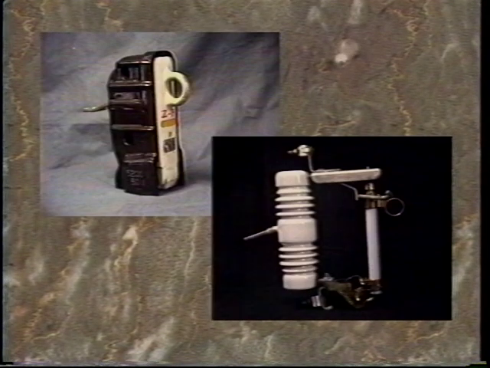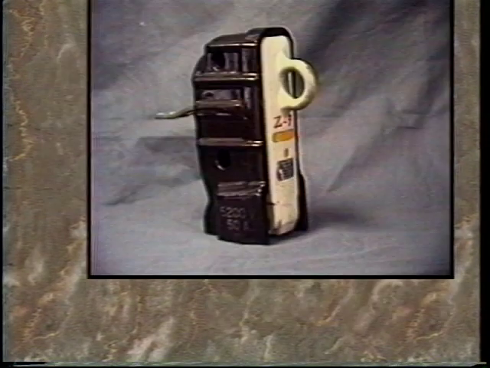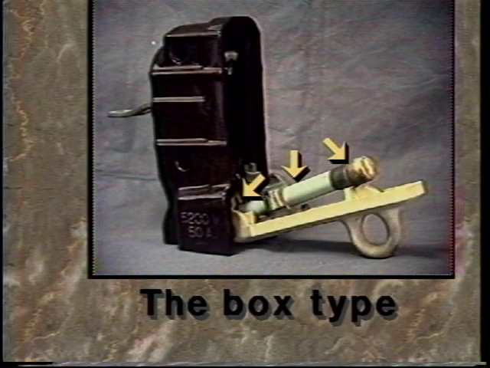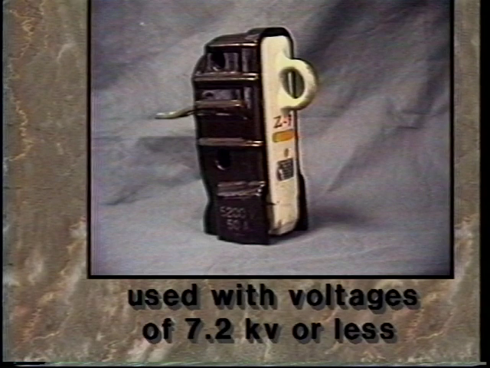Cutouts. Distribution system cutouts are designed as high-tension mounts for fuses. The most commonly used cutouts are the box type. In this type of cutout, the barrel and contact points are enclosed in a porcelain box. This type of cutout is normally designed to be used with voltages of 7.2 kV or less.